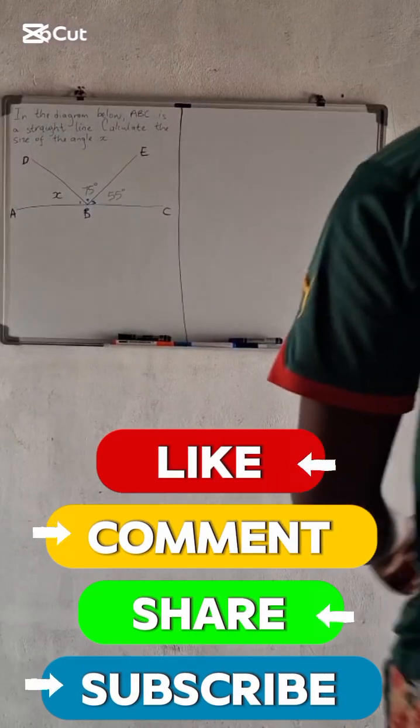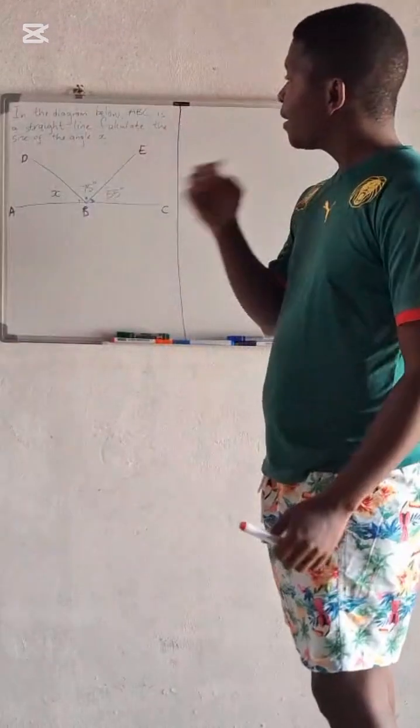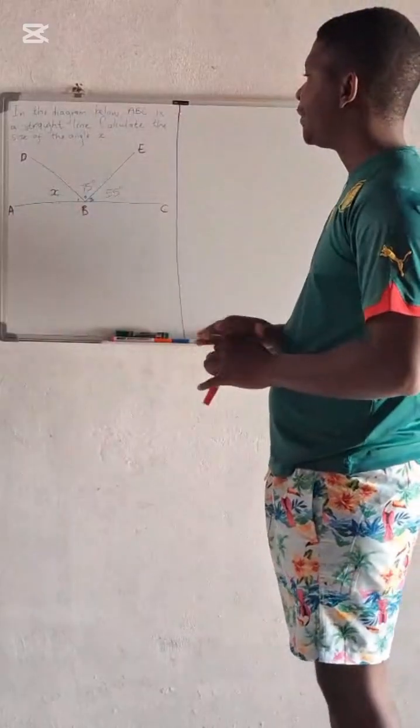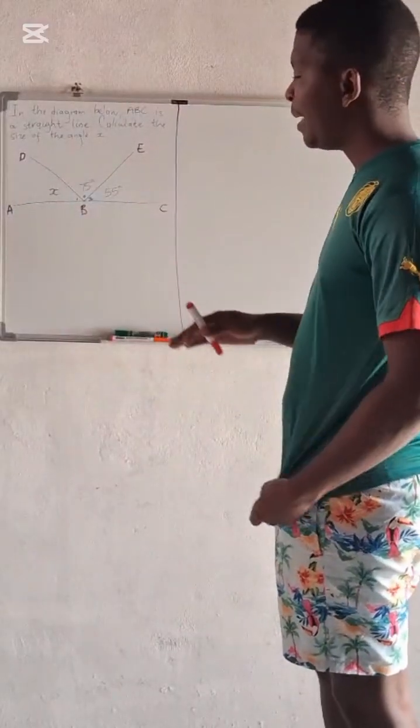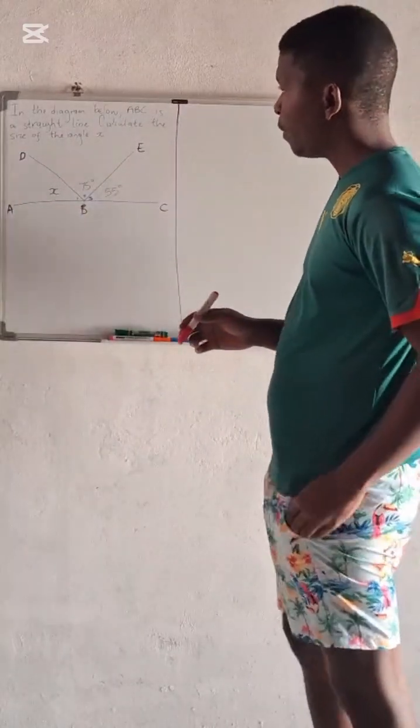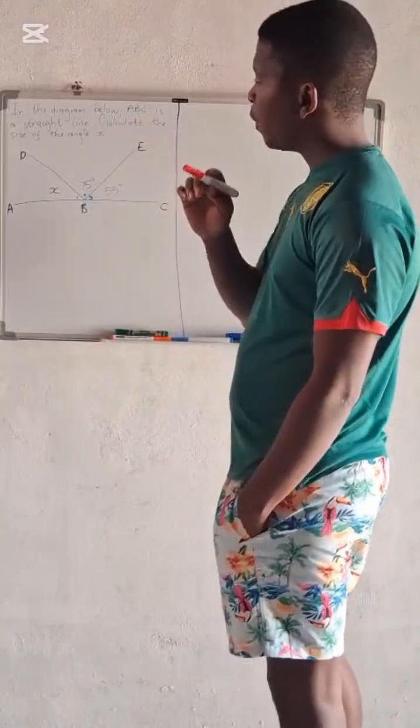Grade 9. Oh, I'm dying. So this is a question on geometry of straight lines. This one. So let us read the question.